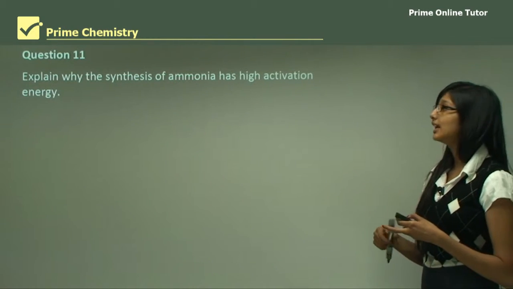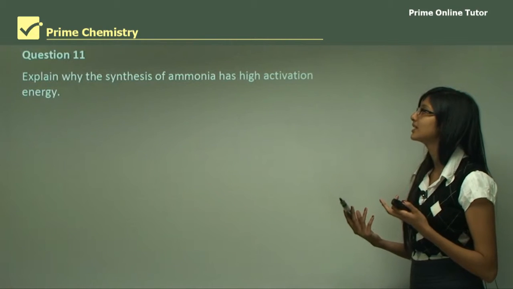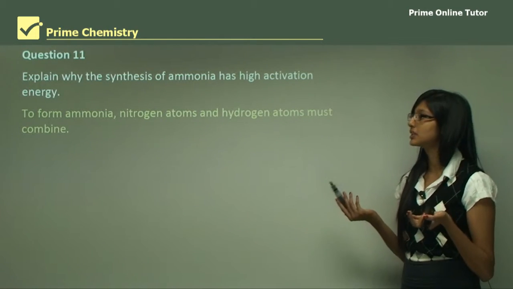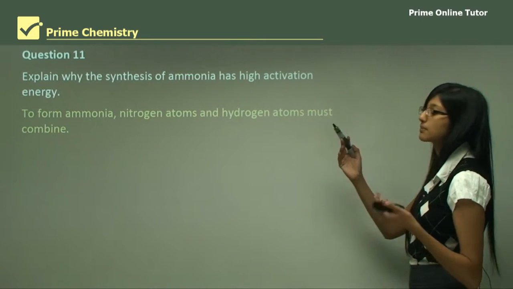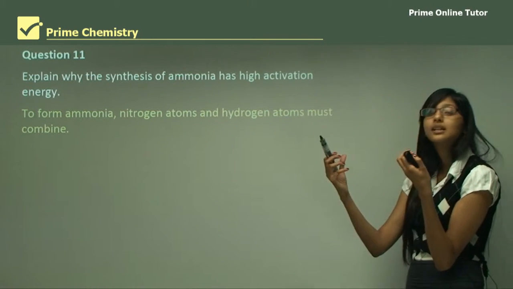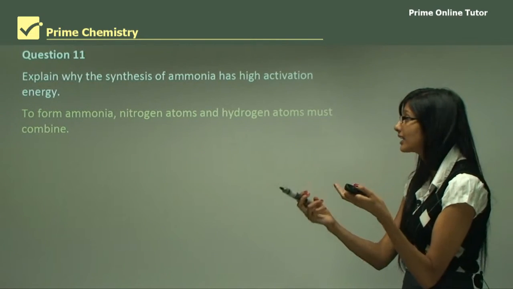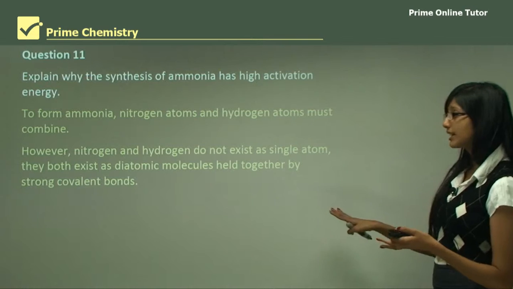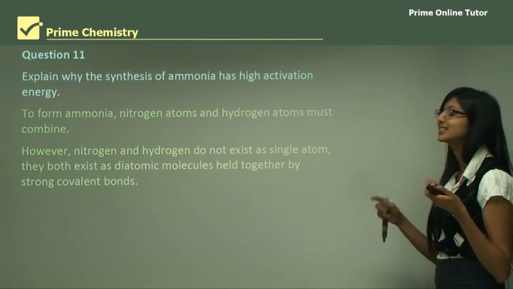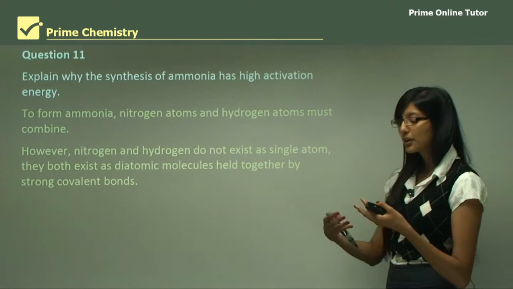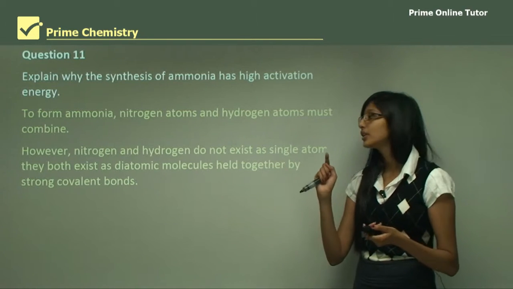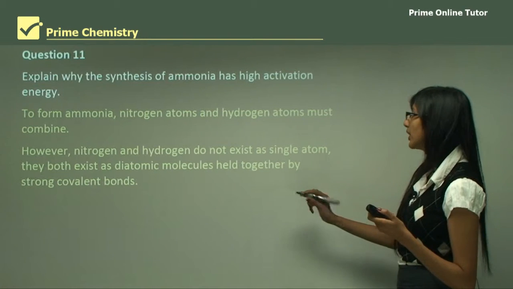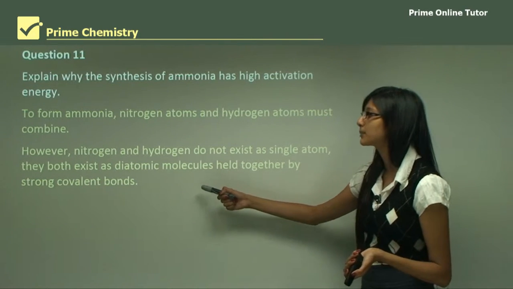Now let's look at question 11. Question 11 tells us, explain why the synthesis of ammonia has a high activation energy. So to form ammonia, we know that nitrogen and hydrogen atoms must combine. So the nitrogen and hydrogen molecules must break to form ammonia because they need to combine. Now, nitrogen and hydrogen do not exist as single atoms. For nitrogen, we know it's N2, for hydrogen as well, H2 molecules. So they both exist as diatomic molecules.